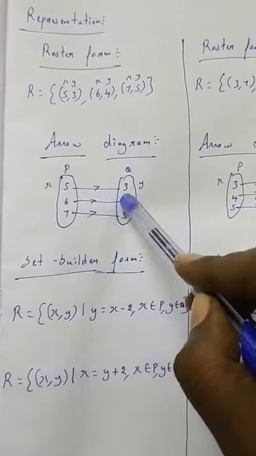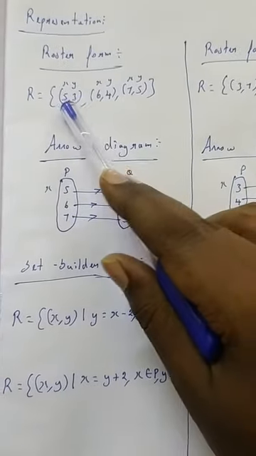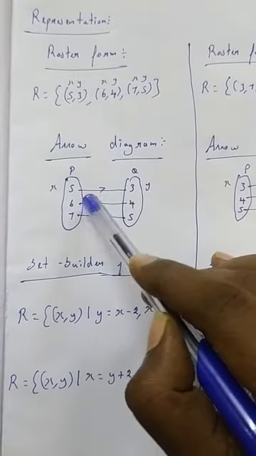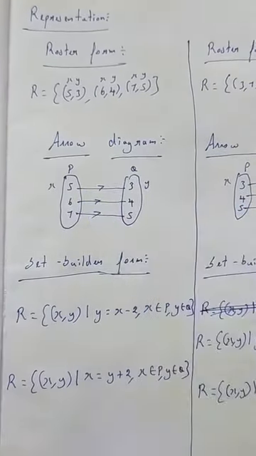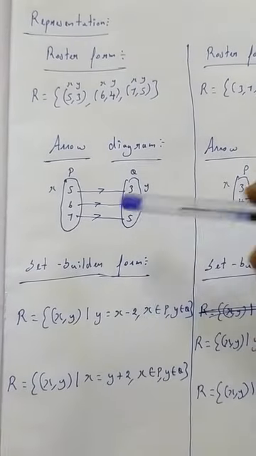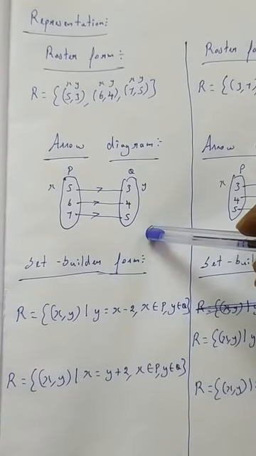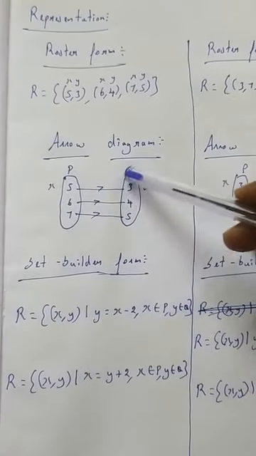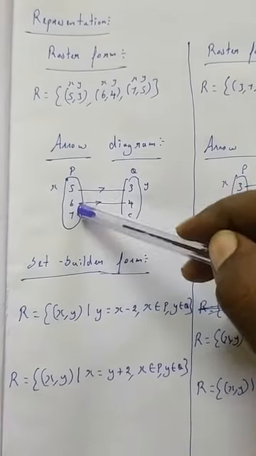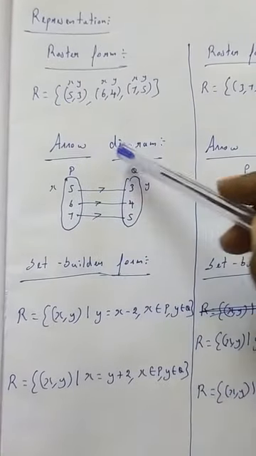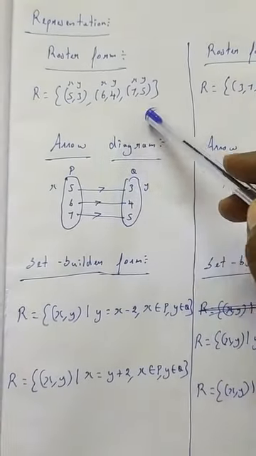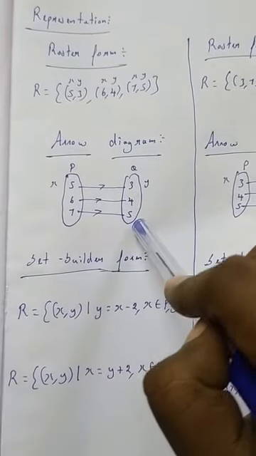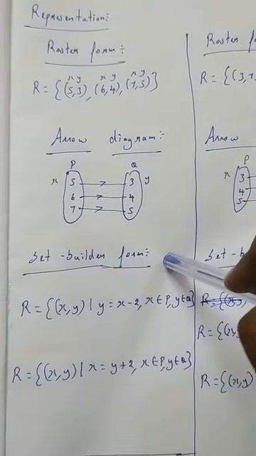And we should connect. So 5 and 3 are related here, so we should connect 5 and 3. 6 and 4 are related, so we should connect 6 and 4. 7 and 5. So this is the way to draw an arrow diagram. Right? Arrow diagram is nothing but we should draw two circles. Inside the first circle we should write all the x elements. Inside the second circle we should write all the y elements and name them as P and Q always. And we have to connect. This is called arrow diagram.